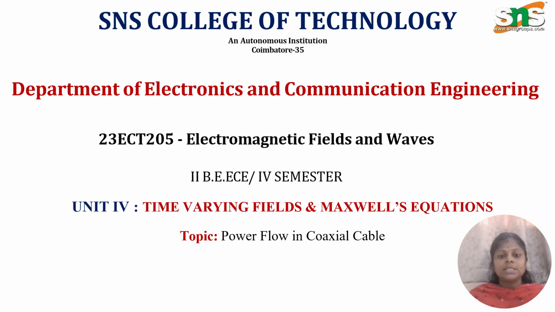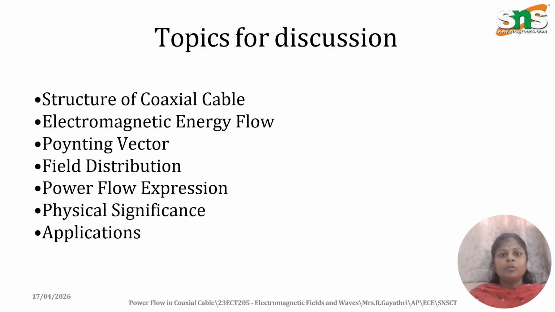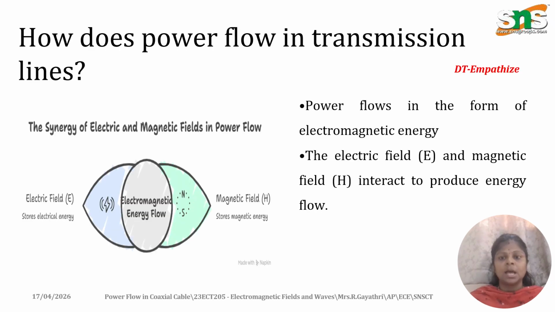Under Unit 4, which is time varying fields and Maxwell equations, studied by second year students in the subject Electromagnetic Fields and Waves. Going for the topic for the discussion, before that we have to know about the coaxial cable structure, which has an inner conductor and an outer conductor, and we are going to discuss the electromagnetic energy flow in the transmission line and the Poynting vector, field distribution, power flow expressions, physical significance and applications.